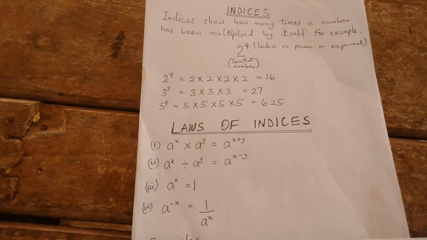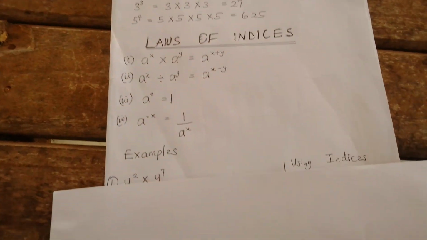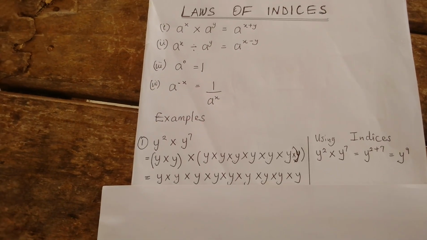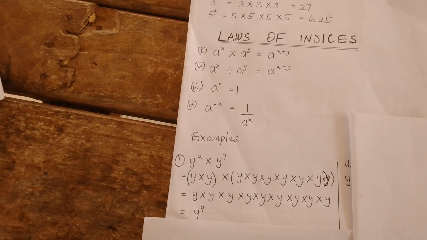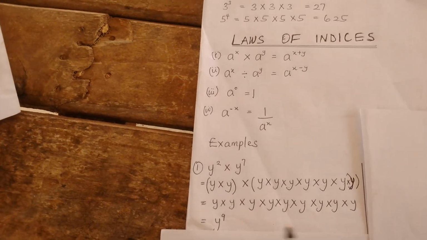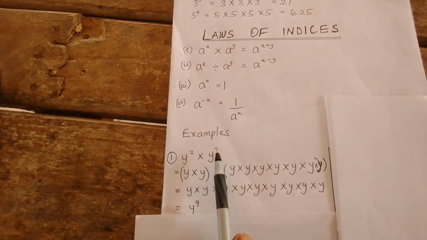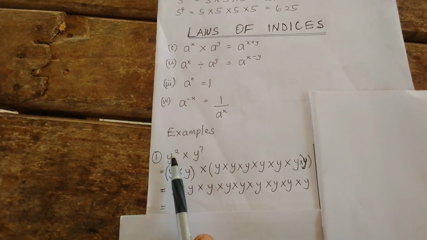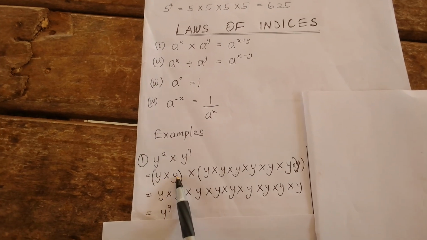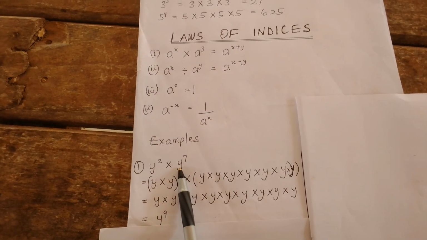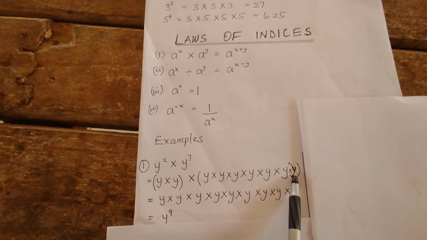Now let's apply these laws with some examples. Let's look at this first example. Example 1. Assuming we don't want to use the law of indices here, you are given y raised power 2 times y raised power 7. Here you will notice that this y is supposed to be multiplied by itself 2 times, which is y times y. Then this y raised power 7 means you have to multiply y in 7 places.